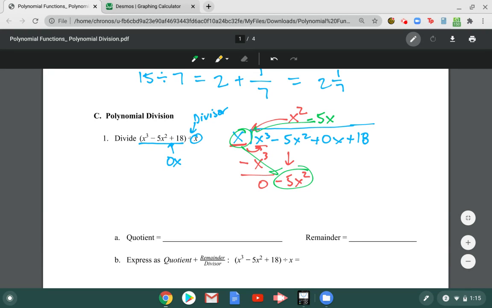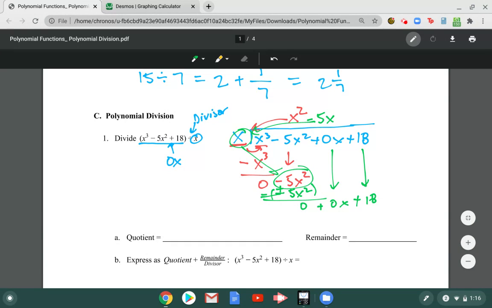Now I'm going to multiply this guy through. So I multiply that through, I get negative 5x squared. I'm going to subtract. When I subtract, I actually end up adding, right? These two negatives become a positive, and I get 0. I can bring the next guy down, which is plus 0x. It does not go into 0x. So I can go ahead and bring the 18 down, plus 18. X also doesn't go into 18. I would need an x term there.